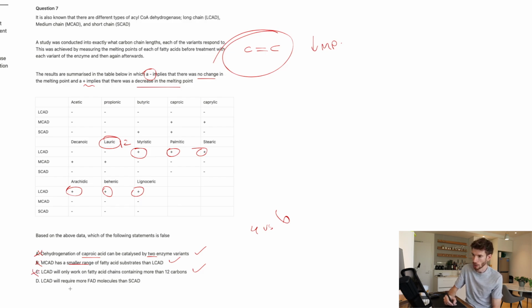Long chains will require more FAD molecules than short chains. So it seems reasonable because you could fit more double bonds on there and therefore you need more FAD, but we don't have enough information to prove that. So that is not a completely true statement. And therefore that would be a false statement to make, absolutely. So the answer then is D.